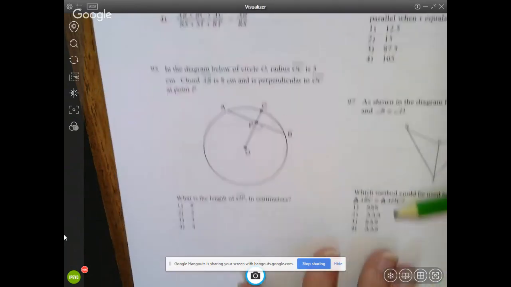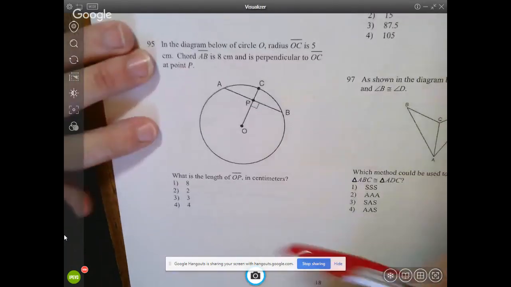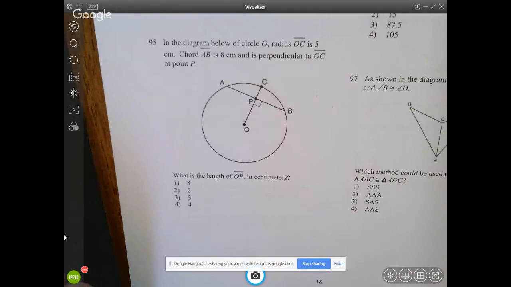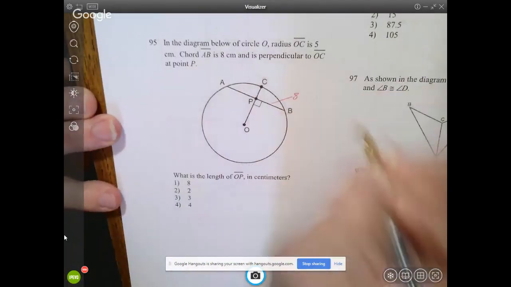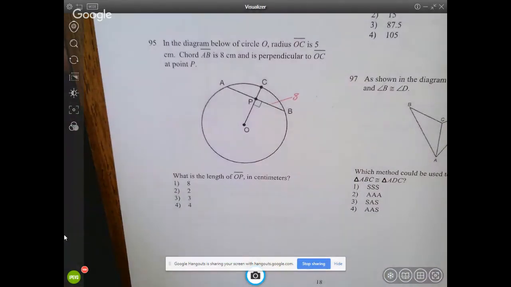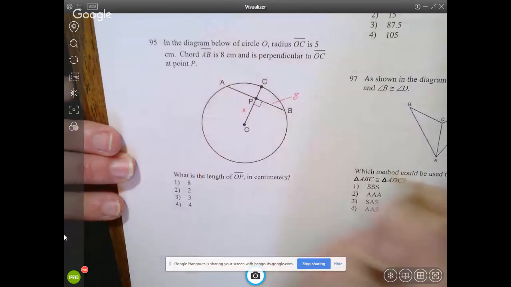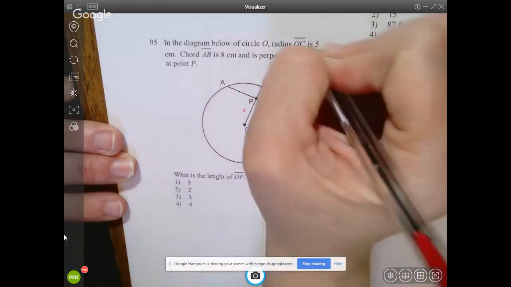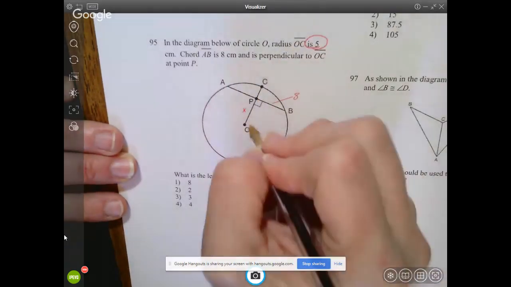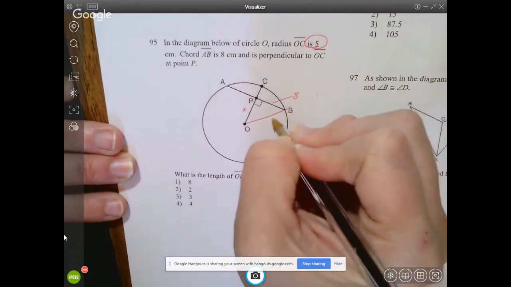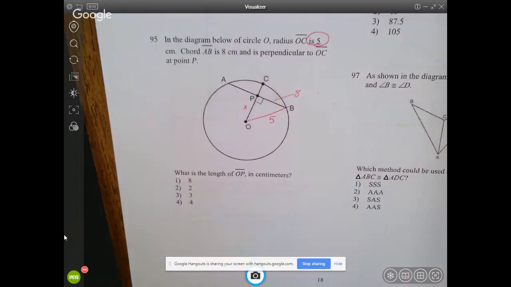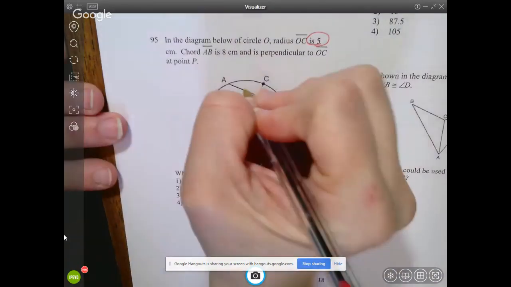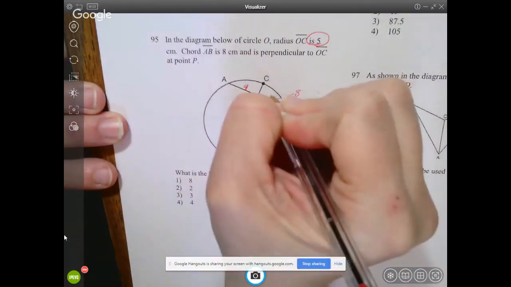95. Again, we have the circle. We have AB is 8. This entire length is 8. It tells us that OC is perpendicular, and it wants the length of OP. Oh, it tells us the radius is 5. So that means that this radius is 5. This perpendicular is actually a perpendicular bisector. So that means that this piece has to be 4 and this piece has to be 4.